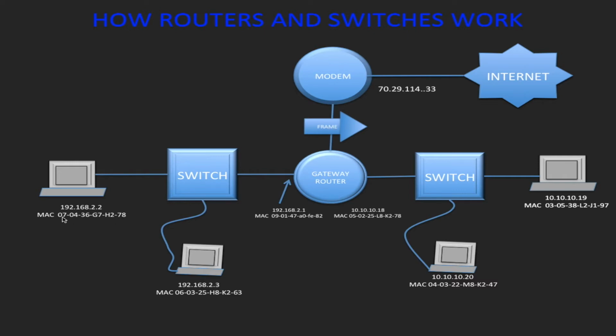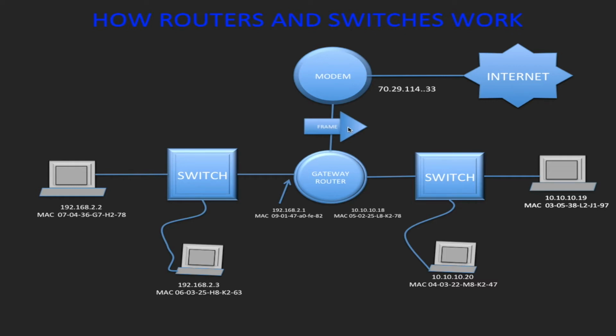It sees the source is 192.168.2.2, but when it looks at the destination, it says, oh, you are not trying to reach me, you're trying to reach 10.10.10.19, but you are just going through me.